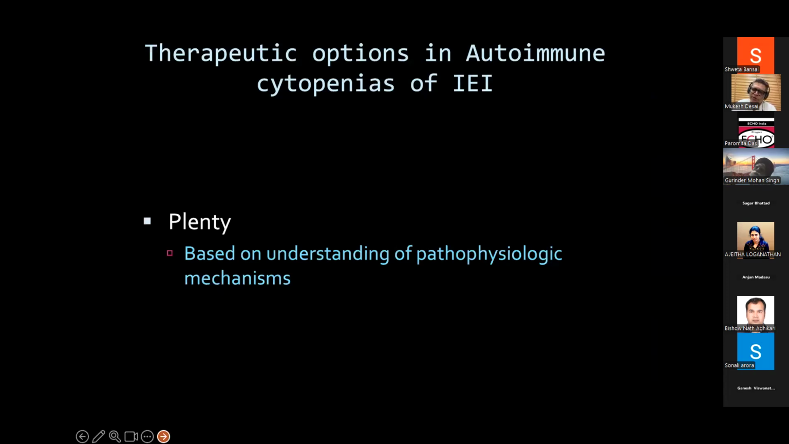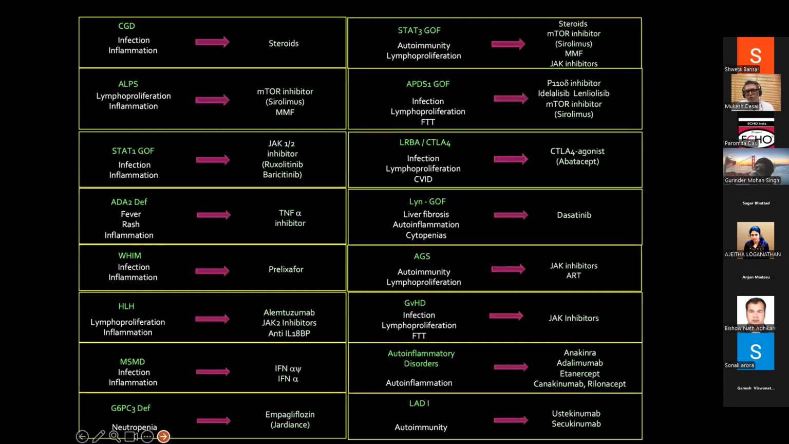What therapeutic options do we have in treating patients of autoimmune cytopenias or autoimmunity? There are a lot of therapeutic options which we can talk about. Some of them I've already mentioned to you. In ALPS, the mTOR pathway is very important. In CGD, where the infection has been adequately treated but the lesion doesn't disappear, the use of steroids can be very helpful. STAT1 gain of function and STAT3 gain of function can be treated with JAK inhibitors. IL-6 inhibitors were required. In HLH, you have JAK inhibitors, you have alemtuzumab.